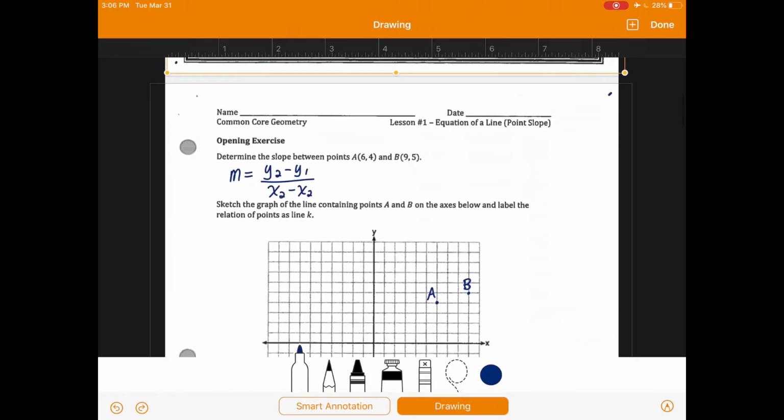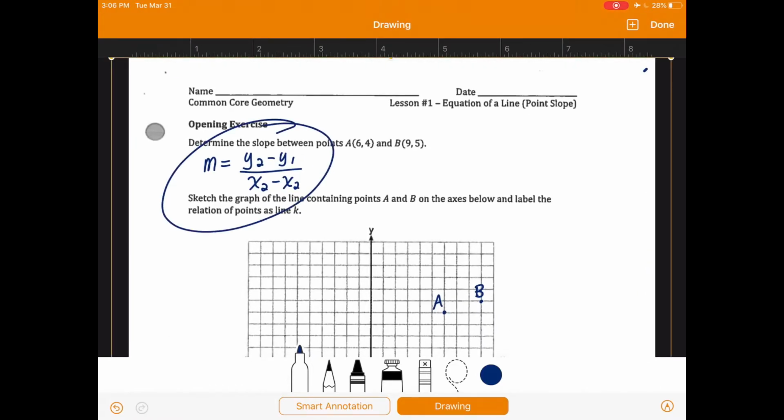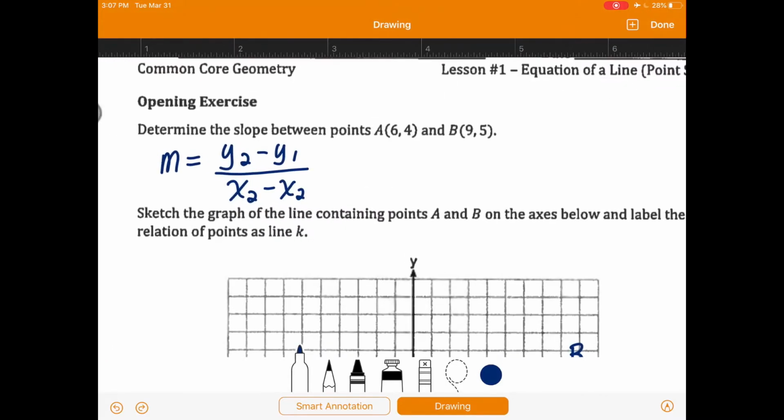So for the opening exercise for the first lesson, we're going to figure out slope. There's a couple different ways you could do slope. The way that I like best is doing this formula. So that formula is to find slope, which is m. We always write a lowercase m for slope. You're going to do the difference in the y values of your 2 points over the difference in the x values for your 2 points. And it doesn't matter which one you choose as x1, y1, and x2, y2, as long as you're consistent with it.